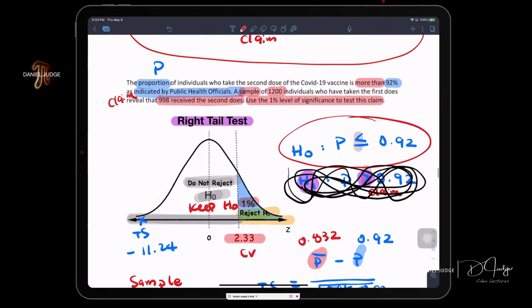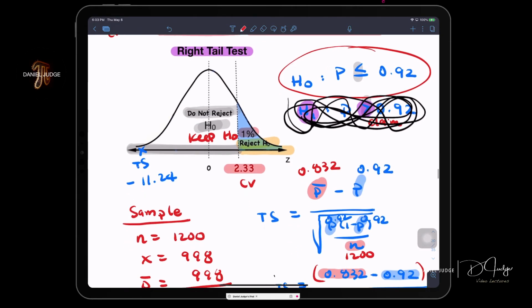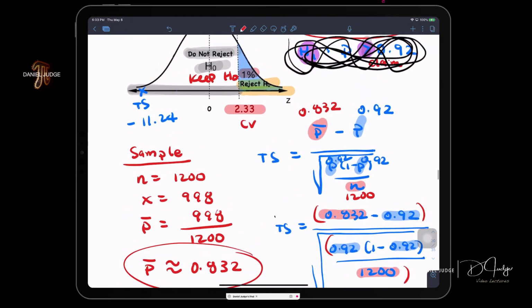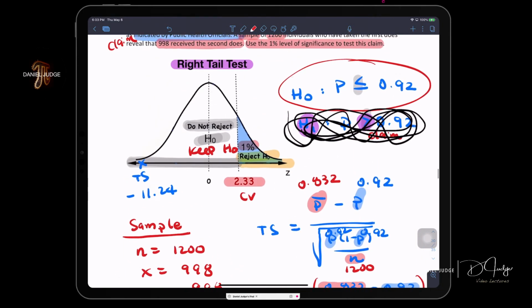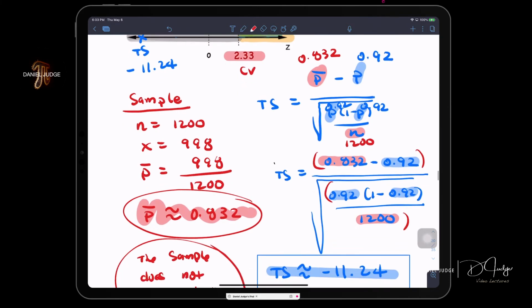Goodbye, claim. You are gone. The sample does not support the claim. And that should make sense, because the sample proportion is about 83%. So it's saying that 83% of those who take the first dose take the second dose, and that's pretty much smaller than 92%. So the sample is suggesting that the true proportion is certainly less than or equal to 92%, which is not the claim. So that's why our conclusion is the sample does not support the claim.